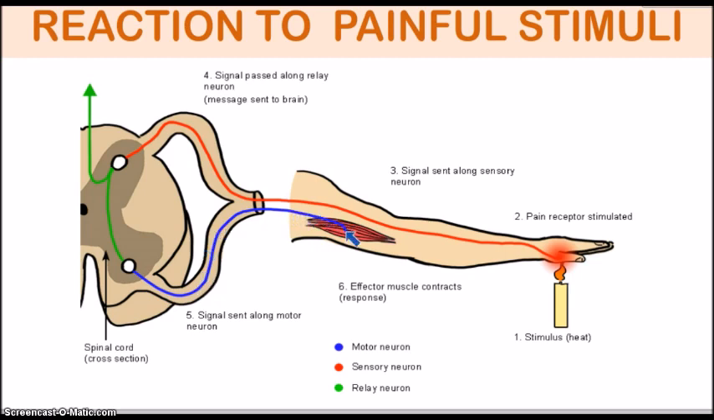The effector is the muscle once again, but this time in the arm. The effector muscle contracts and causes your arm to move away quickly from the flame. It bends back quickly. That is the reaction to painful stimuli. The same spinal reflex mechanism occurs here, with the messages being sent to the spinal cord rather than the brain.